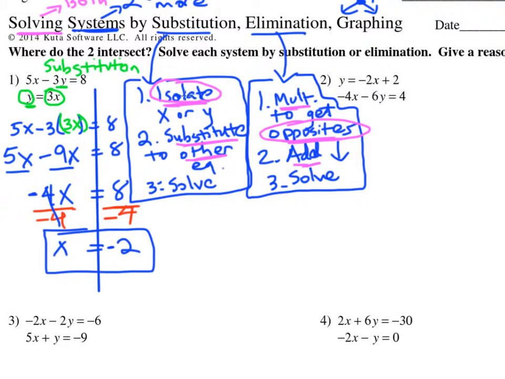All right, now that I have that, I can plug this into either equation, either this one right here or this one right here. Who looks more simple to you?